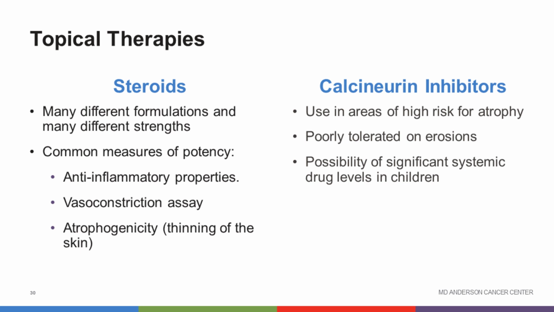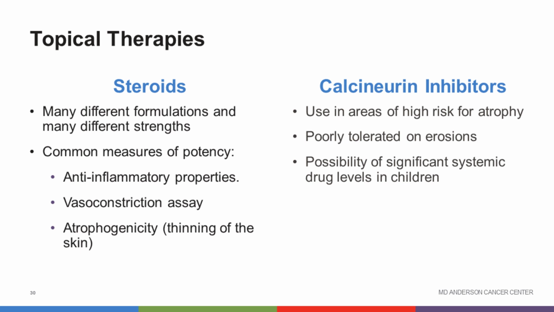And we know how strong they are because the stronger they are, the more anti-inflammatory properties they have, the more they take the red color out of the skin, and that's called vasoconstriction, and the more they can thin the skin, which is why sometimes a doctor will start you on a very strong, very potent topical steroid and reduce the potency down so we see fewer side effects.